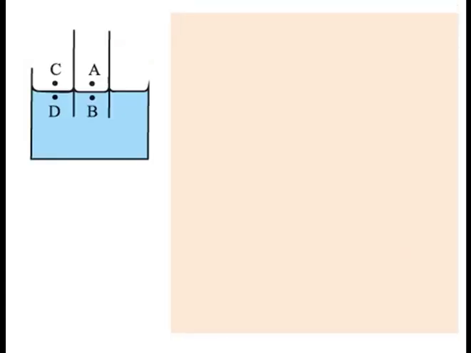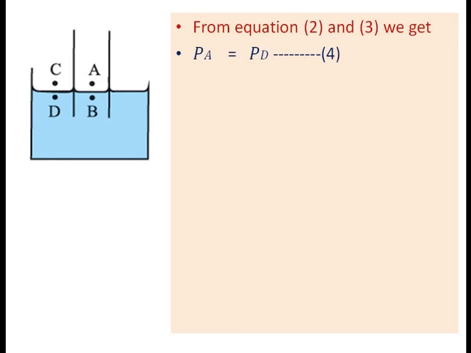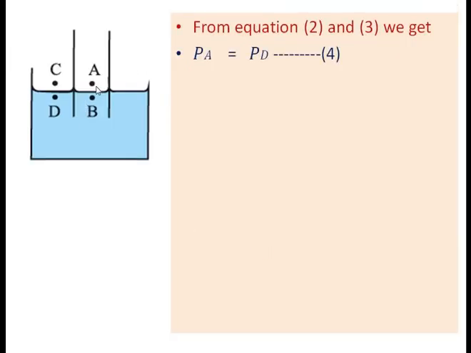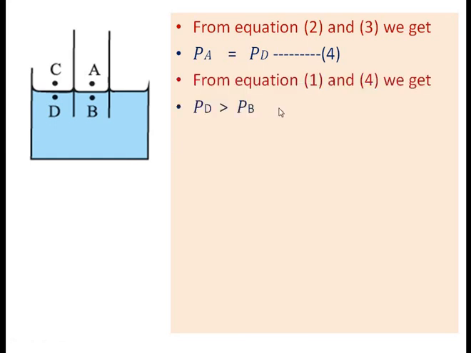Now we will consider the equation 2 and 3. Which are these equations? PC equal to PD and PA equal to PC. Therefore we can write PA equal to PD. PA आणि PD या ठिकाणचं प्रेशर सेम असणार आहे. A point आणि D point जवळचं प्रेशर सेम असणार. From the equation 1 and 4 we can write PD is greater than PB. D point जवळचं प्रेशर जास्त आहे आणि B point जवळचं प्रेशर कमी आहे. B हा पॉइंट इनसाइड द कॅपिलरी ट्यूब आहे. D हा आउटसाइड द कॅपिलरी ट्यूब आहे.